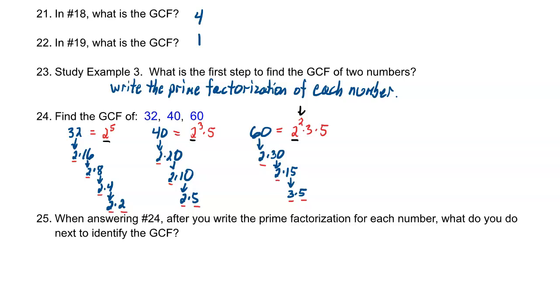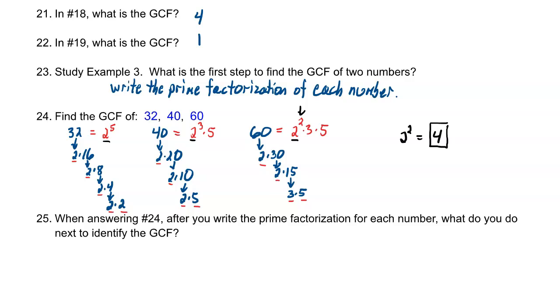The only common factor is 2, and the most 2's that we're able to use is 2 to the 2nd power, because the number 60 only has that many 2's. By the way, 2 to the 2nd power is 4, and that's the greatest common factor. The largest number that divides into 32, 40, and 60 is the number 4. Now it's pretty simple to find the common factor, to notice that that's a 2. That's in all the lists.